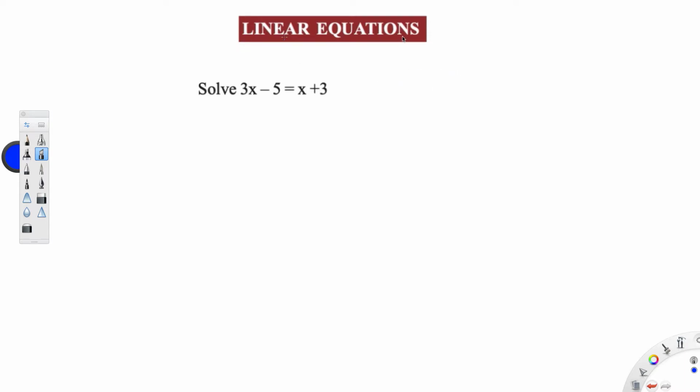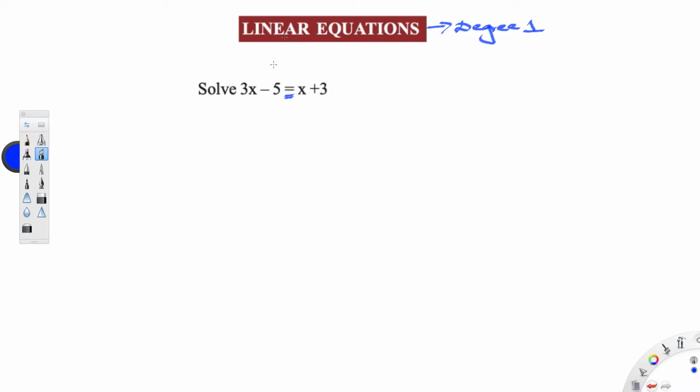What are linear equations? Before that, we should know what a linear polynomial is. Linear polynomial means an expression which has a degree of 1. If an expression is equated to another expression with an equal sign, then you call that a linear equation. So an expression with degree 1 is called a linear polynomial. If it is equated to another expression with a degree of 1, then you call that a linear equation.